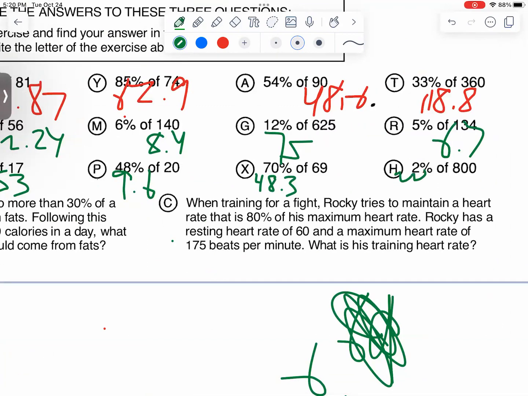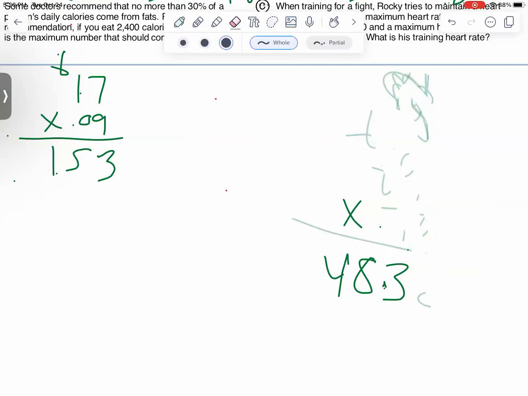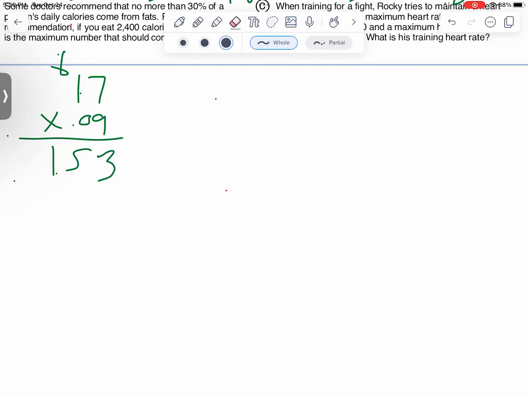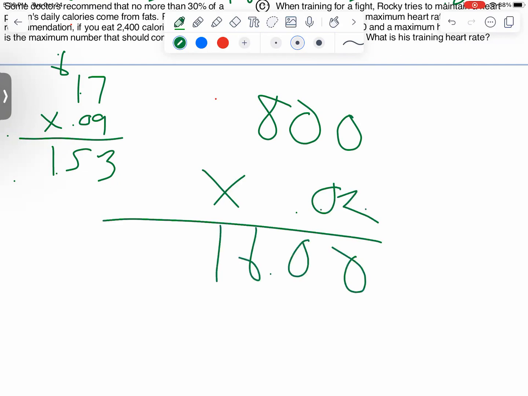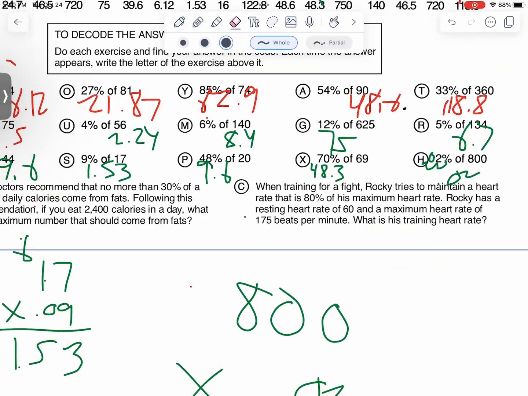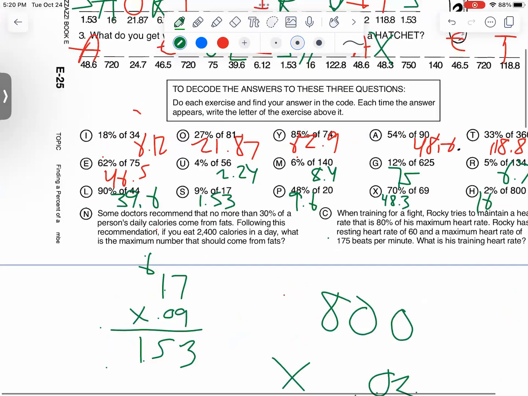All right, then 2% of 800. This is a bit more of an odd one. So it's 0.02 times 800. Okay, so 0.02 or 2/100ths times 800. 800 times 0.02, 0, 0, 16. 2 decimal places in the problem, so 2 in the answer. So that's the whole number 16. 16.00 is just 16. So H for 16. H and H and H. Okay, I think that's it.